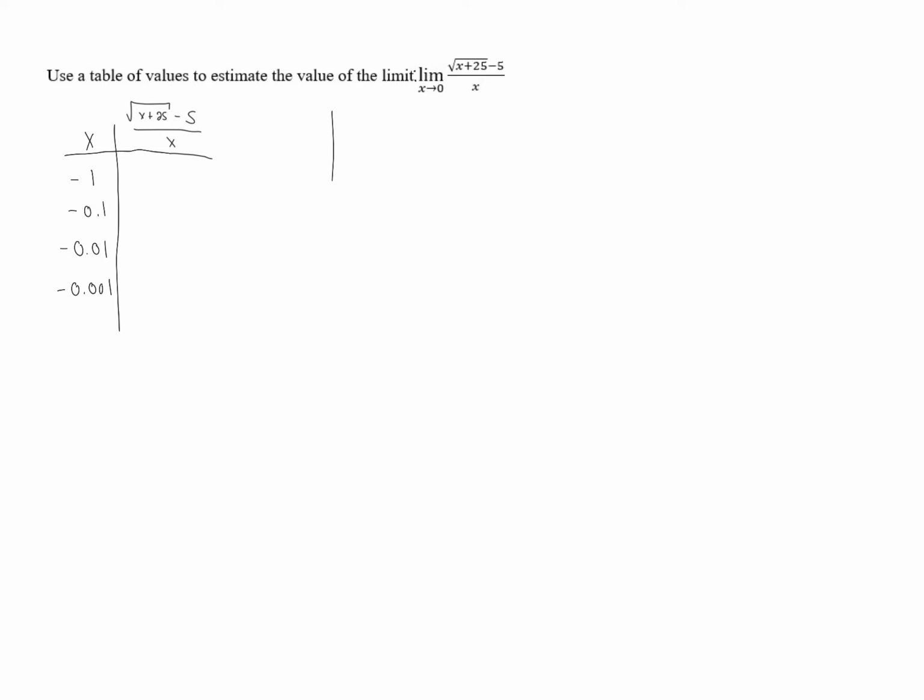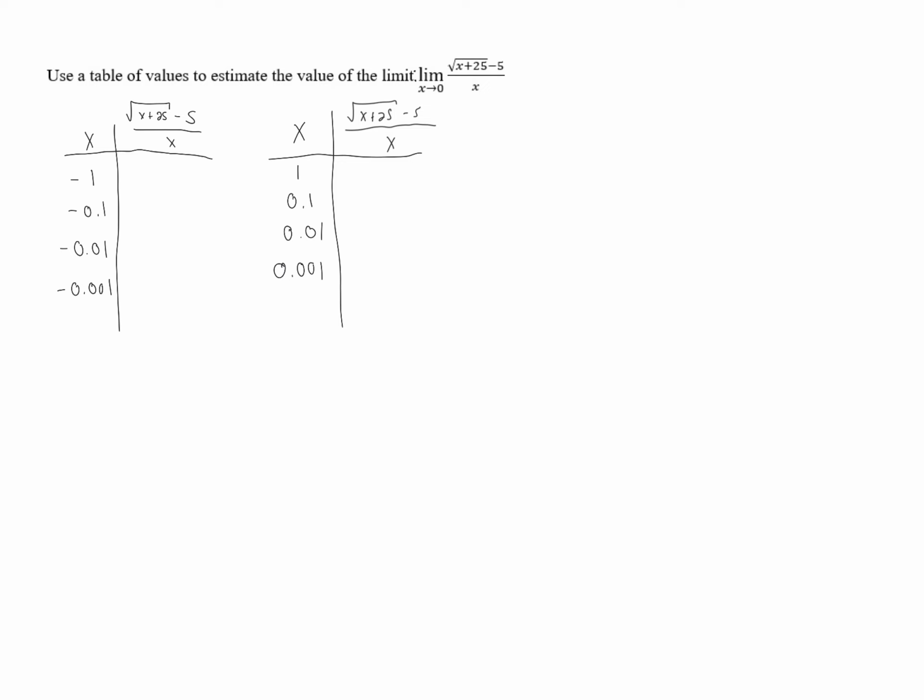And then we'll also want a table of values with positive numbers so that x is approaching 0 from the positive side. So we can look at 1, 0.1, 0.01, and 0.001. And again, I'm going to leave some space because depending on the values we get, we might want to pick more x values to evaluate. And we've got that same expression here. And now all we have to do is plug in these values.